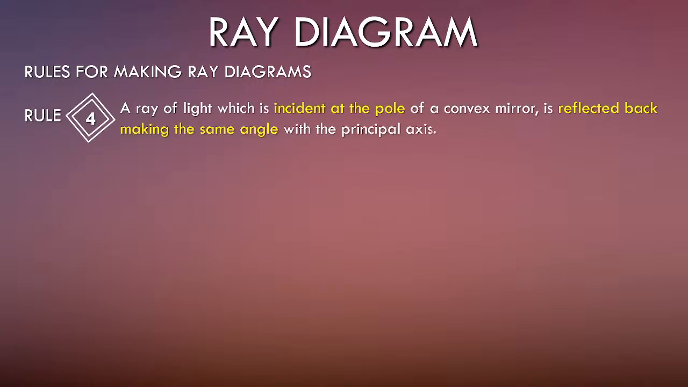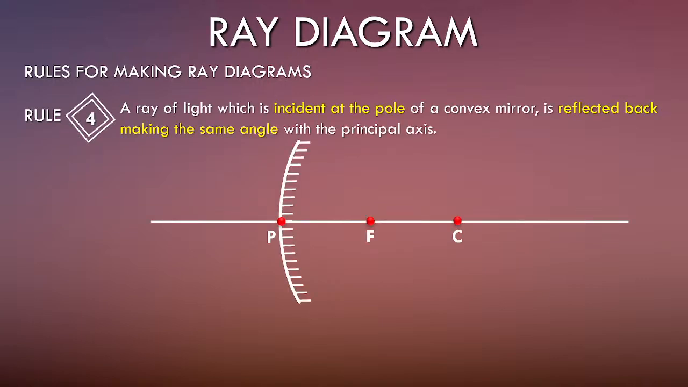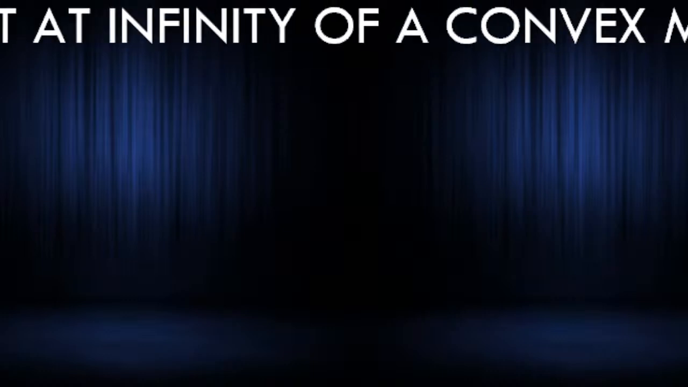Next, rule number 4. A ray of light which is incident to the pole on convex mirror is reflected back, making the same angle. Look at this. This is called as incident ray, and it gets reflected with the same angle. So incident angle is equal to reflected angle. So these are the 4 observations. Do you all understand? So before drawing convex mirror diagram, you should keep this in mind.